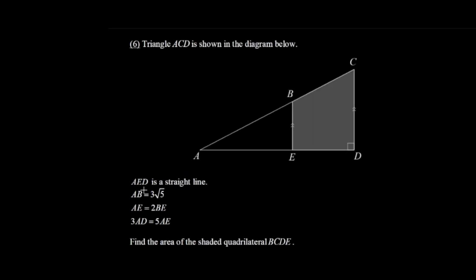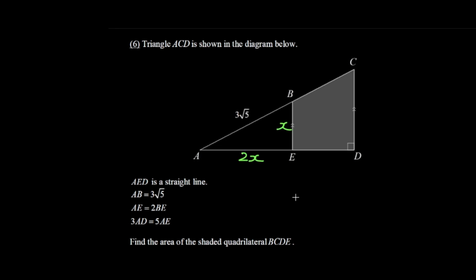Question 6, another geometry problem. We've got a triangle, two parallel lines. The triangles are going to be similar, which we might use to find a length scale factor between them, but let's just put the values on the diagram so it becomes a little bit more obvious.